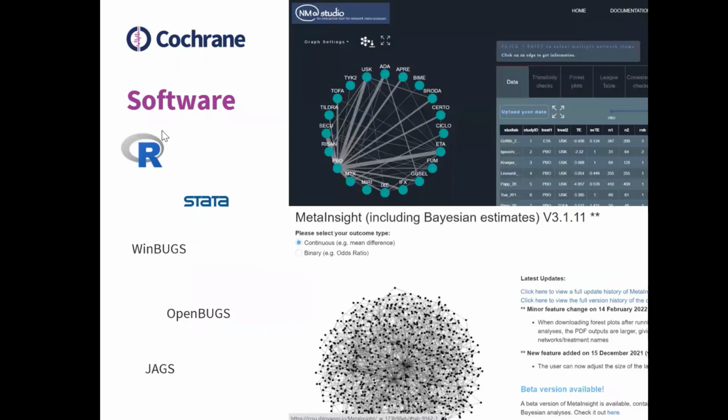And there is a multitude of different software that's available now. R is free. You can use Stata, WinBUGS, OpenBUGS and JAGS for Bayesian meta-analysis. And there are also these apps now, MetaInsight and NMA Studio, where you can upload the data and that will do the analysis for you as well. So it's important to know which programs you have available to you or to your statistician, and what will be best for you and your team.